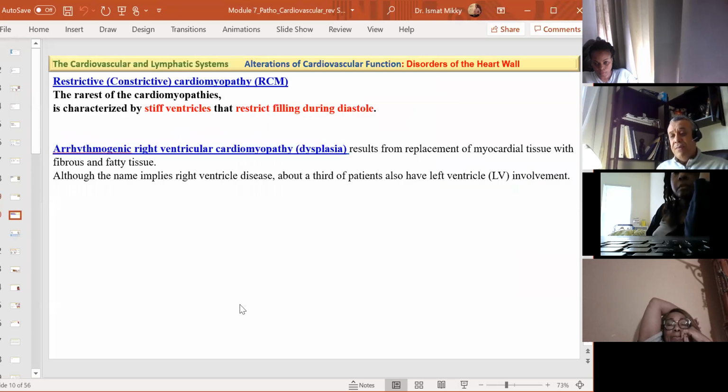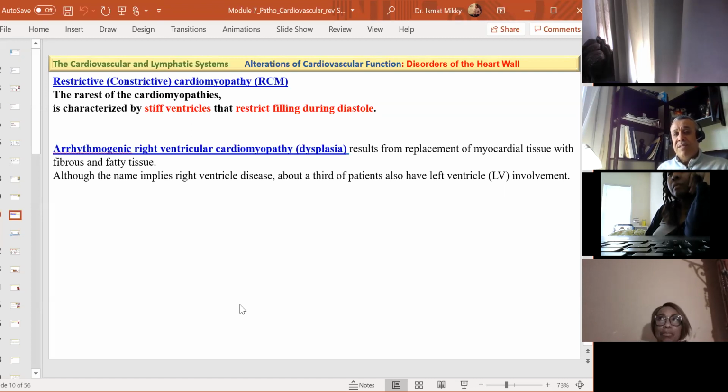The restrictive type, RCM, or you can call it constrictive or restrictive. It's not as common as the other two types of cardiomyopathy, and it's characterized by stiffness of the ventricles because of the restrictive or constrictive feature of the disease process and the changes that affect the myocardium, which will result in restricting the filling of the left ventricle during diastole.